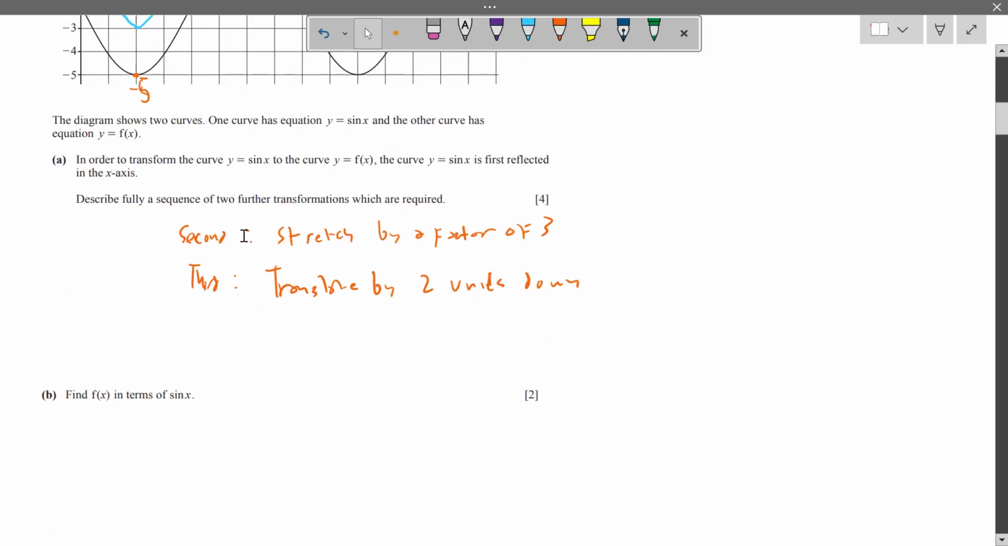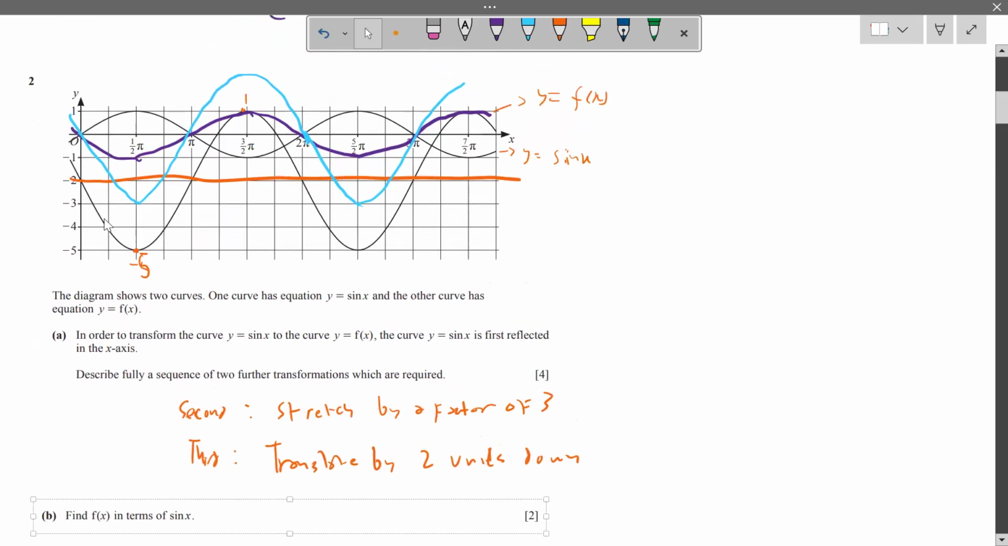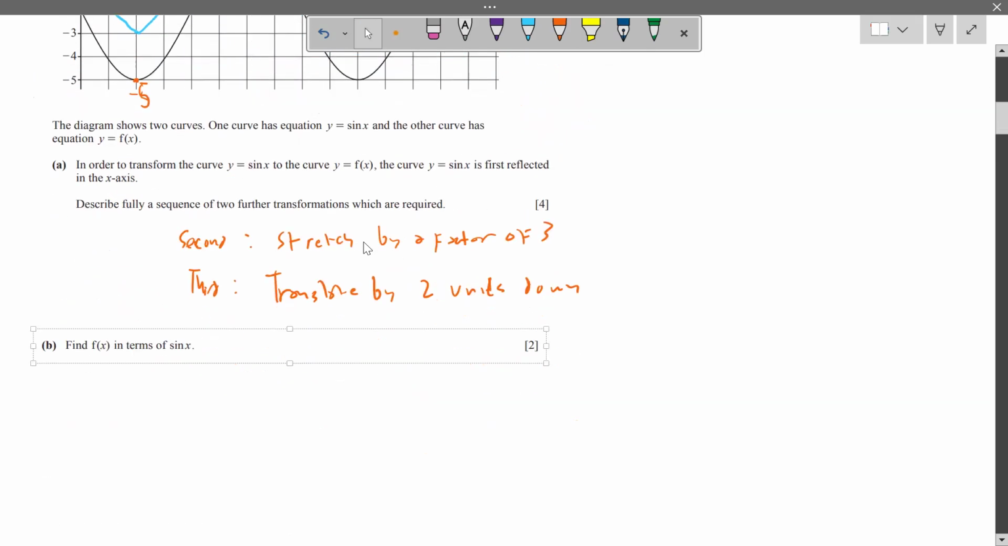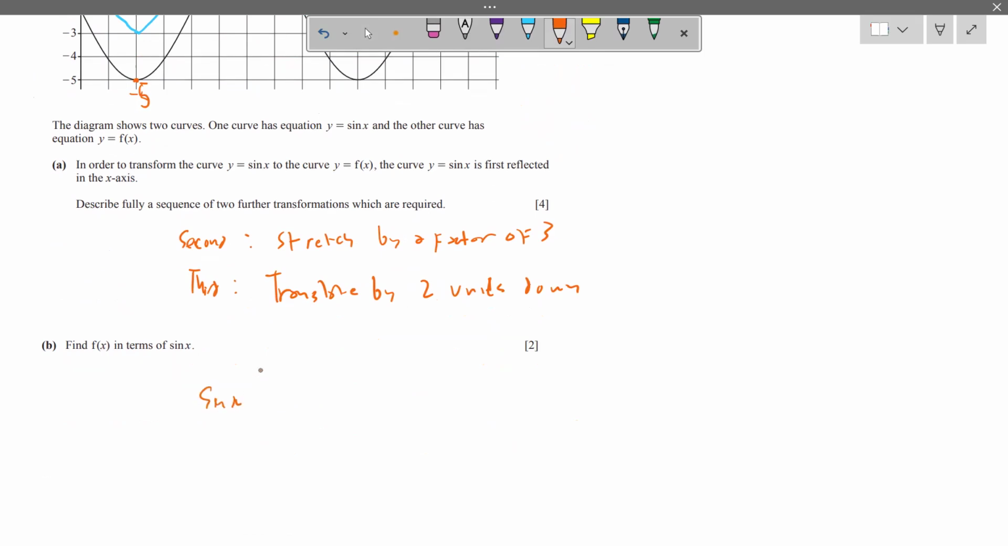Okay. So these are the transformations you need to do in order to obtain the curve in the black solid line. So now find f of x in terms of sine x. Here we know that sine x is the base function. We transform it first by reflecting it in the x-axis. So that means we get minus sine x.